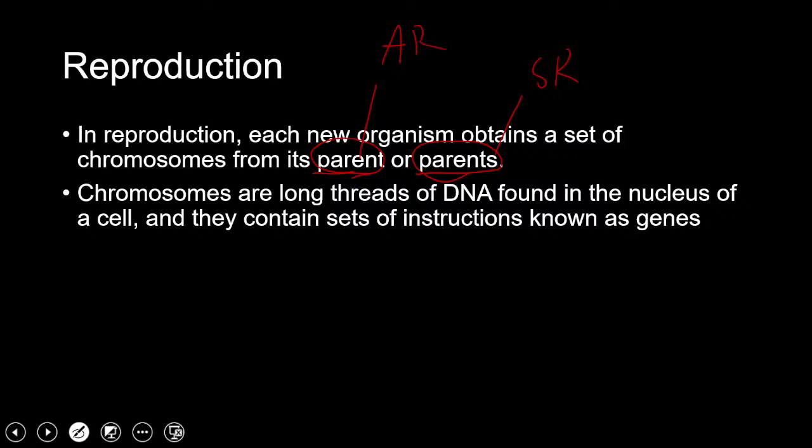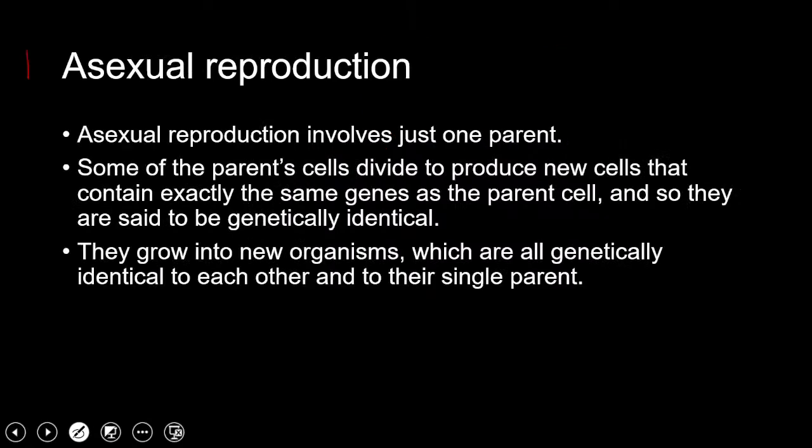Now, what are chromosomes? Chromosomes are long threads of DNA found in the nucleus of the cell, and they contain a set of instructions known as genes. Genes are what? Genes are found on the DNA, which code for a specific protein. So we'll look into the first type of reproduction, asexual reproduction.